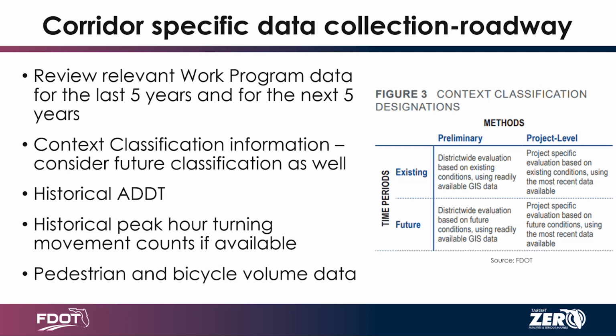You want to consider your context classification, and especially if there are any future developments that may change your classification. You don't want to design for one classification if very soon it's going to shift to another. You might want to take that into account. Look at historical ADT, turning movement counts if they have it, and once again, anything with bicycle and pedestrians. Any data on those would be really helpful.